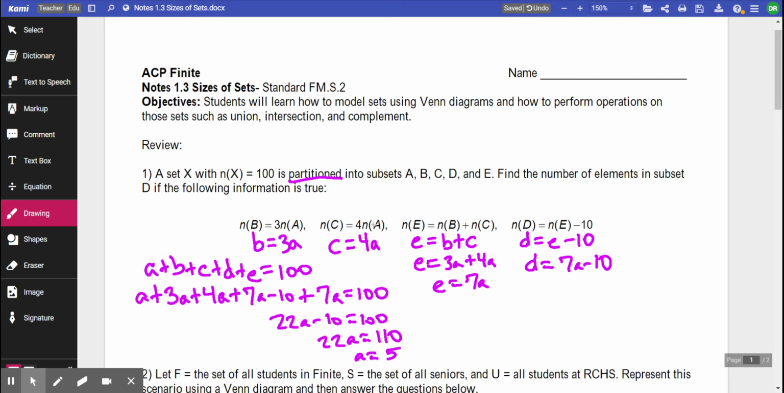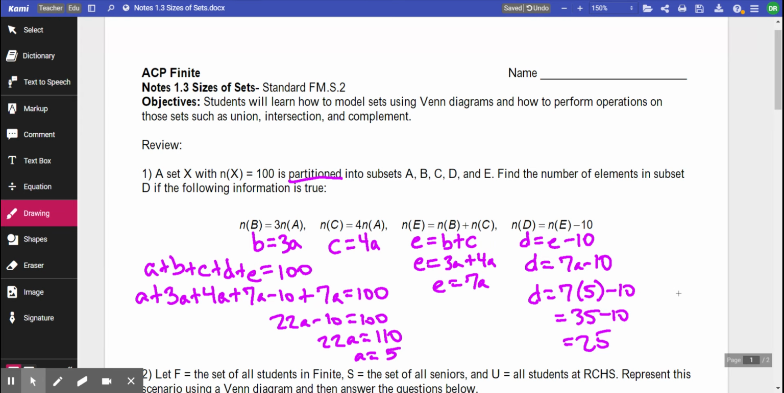All right, so we can plug those in and get the number of elements in all of our subsets. This said find the number of elements in subset D. So here's D. D is equal to 7 times A minus 10. So this is equal to 35 minus 10. That means that there are 25 elements in set D.